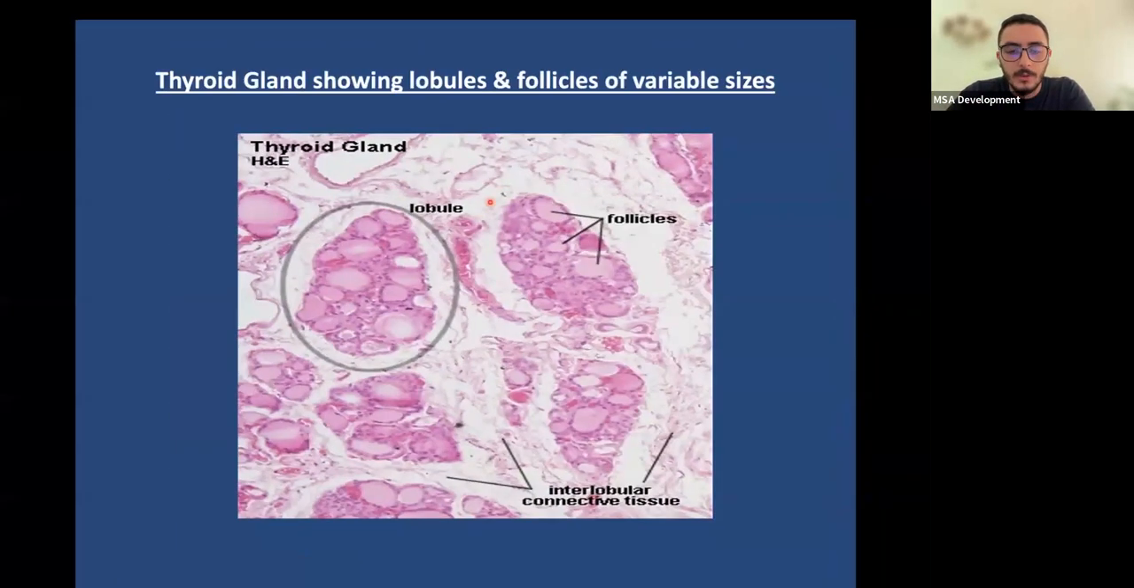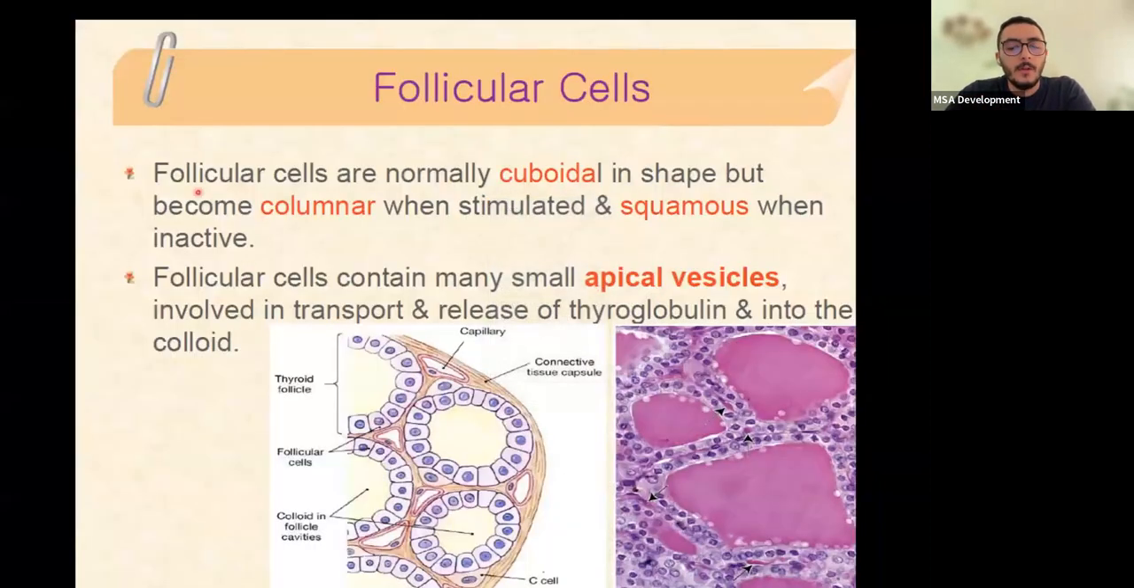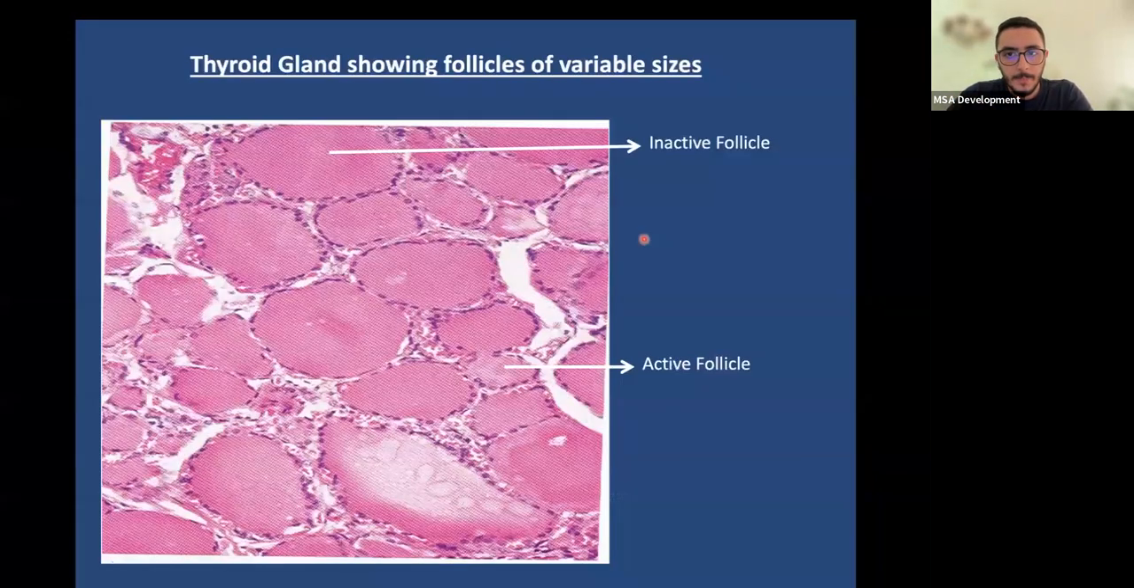I want you to keep this in the back of your mind, because when I start explaining the synthesis, when I say colloid, I will say follicular lumen, and you will know what follicular lumen or colloid is. The follicular cells can be cuboidal, columnar, or squamous, depending on the state of the thyroid gland. Normally it's cuboidal. When it is stimulated, it's columnar, and when it's inactive, it is squamous. This is a histology of an inactive follicle, and this is a histology of an active follicle.